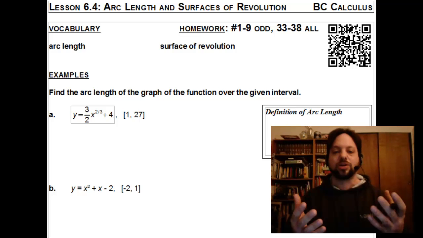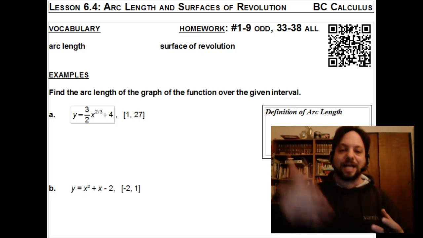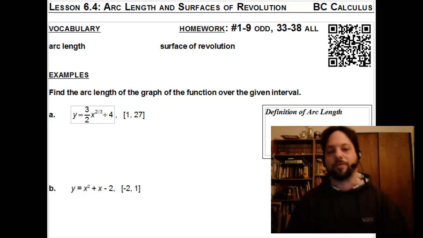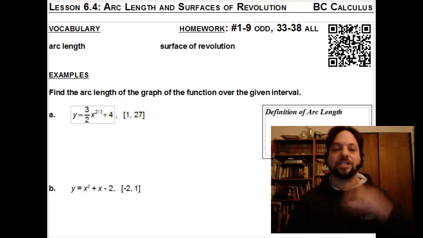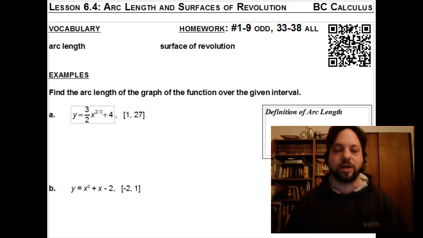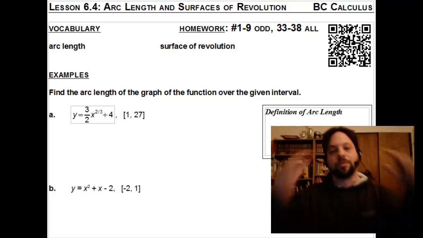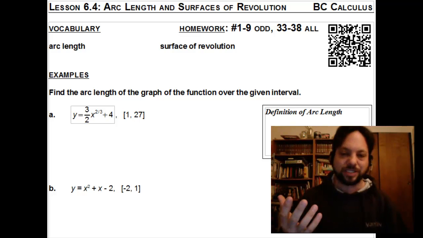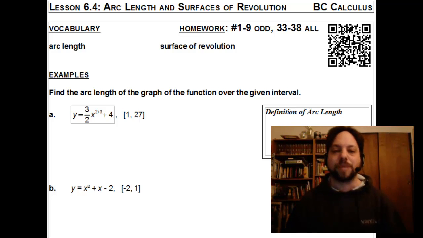And then finally, we'll conclude by looking at those solids of revolution again, except this time, instead of looking at the volume of those solids, we'll actually look at the surface area of those solids, which is also very important. If you go back to your geometry days, you'll remember the difference between volume, how much goes into that solid, versus surface area, which is how much goes around the solid. So those are the two big topics here in Lesson 6.4.